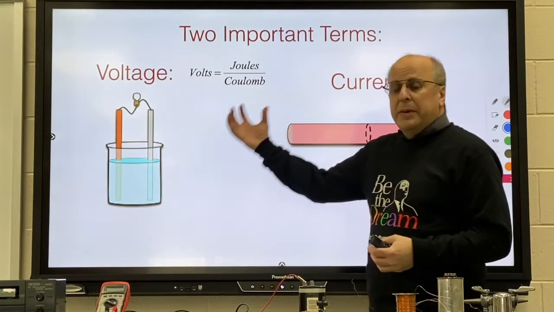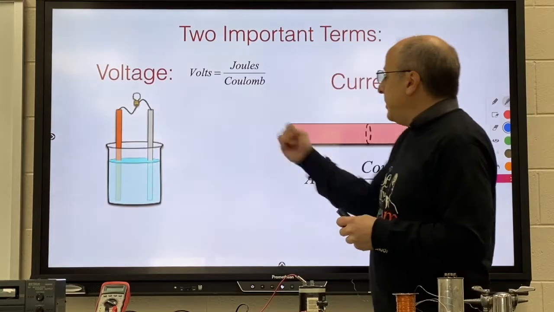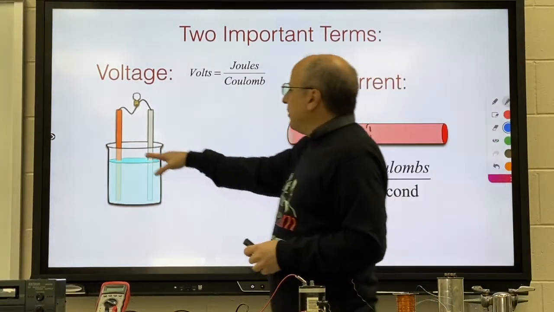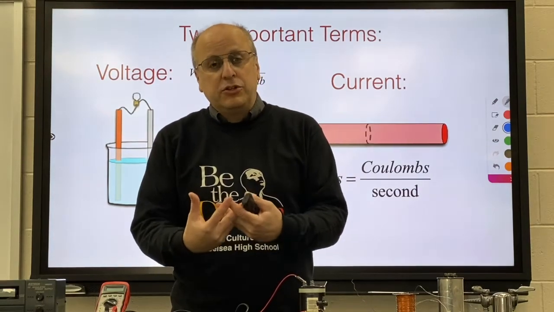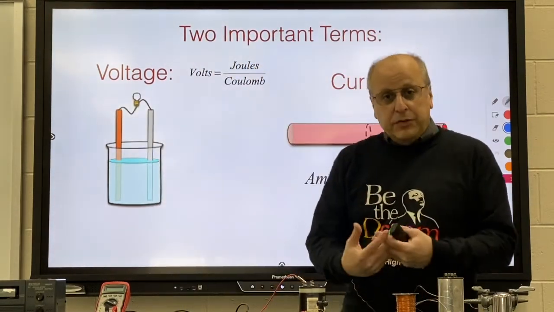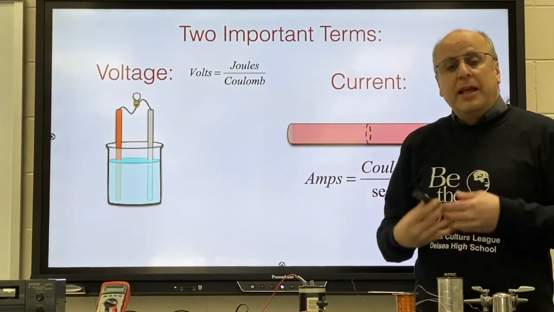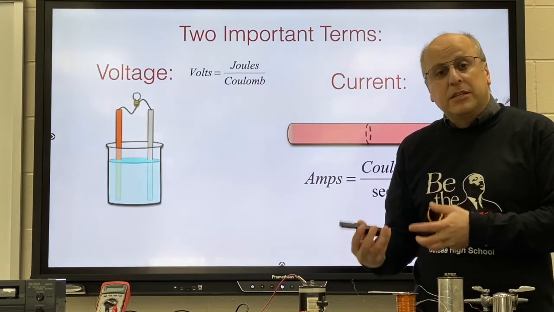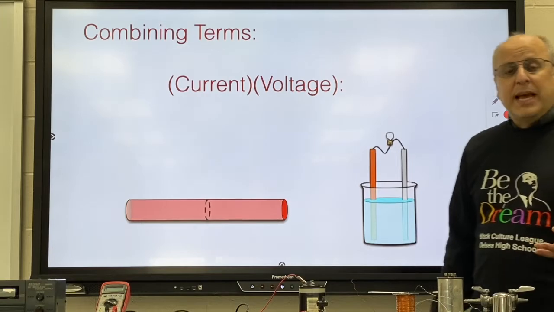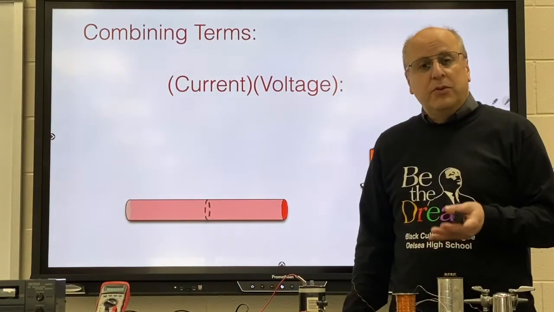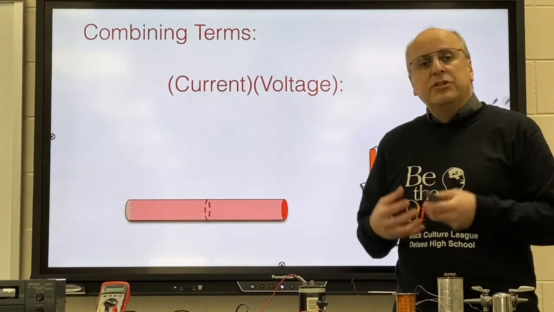Okay, so we have two super important terms, voltage and current. Remember that voltage is a measure of energy per coulomb of charge. So in the battery, the chemical reactions produce a certain amount of potential energy for the charges. That's the voltage. The current measures how quickly the charges are flowing, how many coulombs are flowing past the spot per second. When you combine the two terms together, you get joules per second, or power. You multiply current times voltage, you get power.